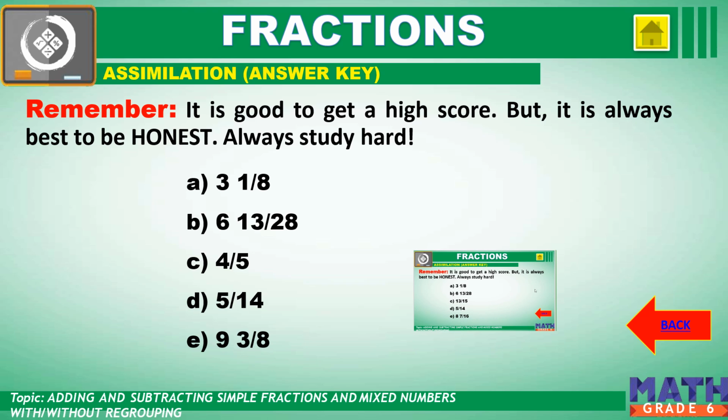And for the answer key for assimilation, so always remember, it is good to get high score, but it is always best to be honest. Always study hard. A, 3 and 1/8. B, 6/13/28. C, 13/15. D, 5/14. And E, 8, 7, and 1/6.